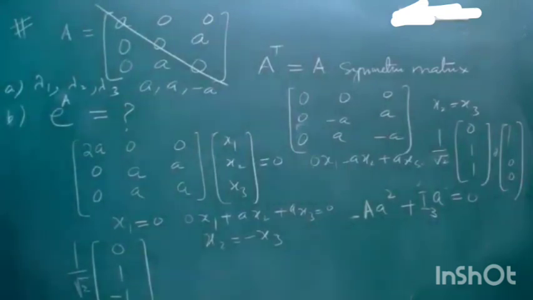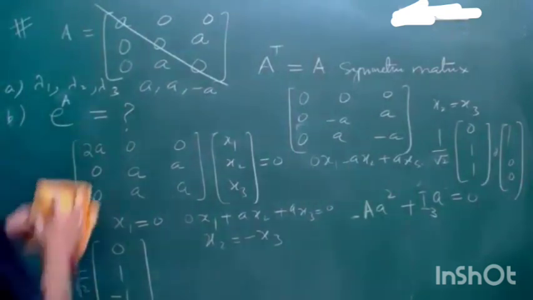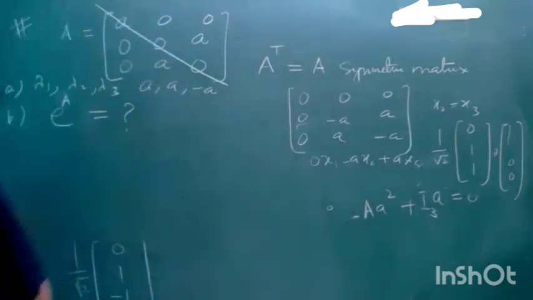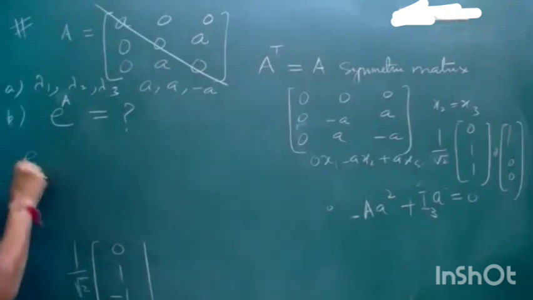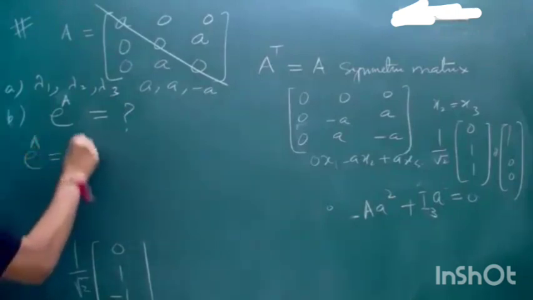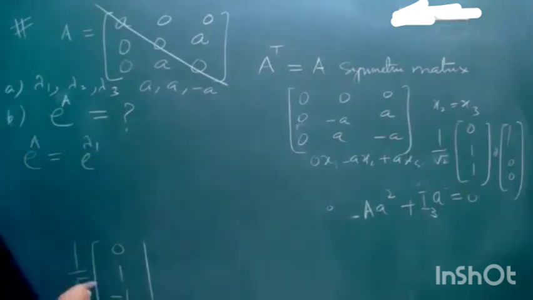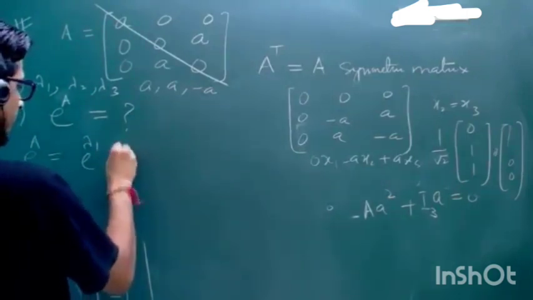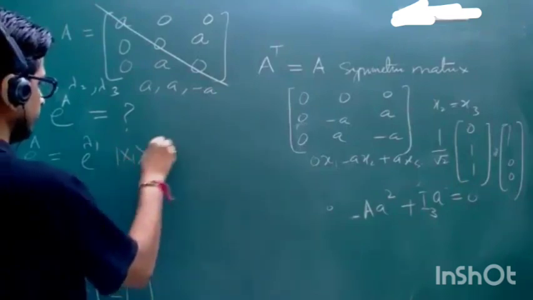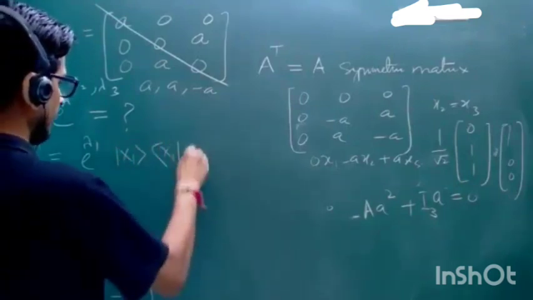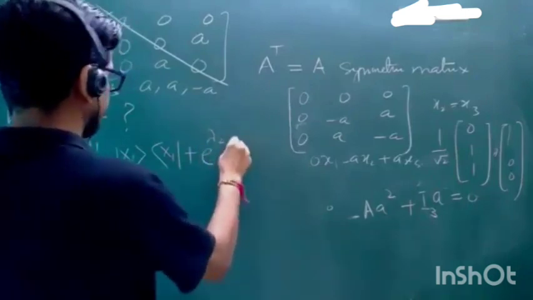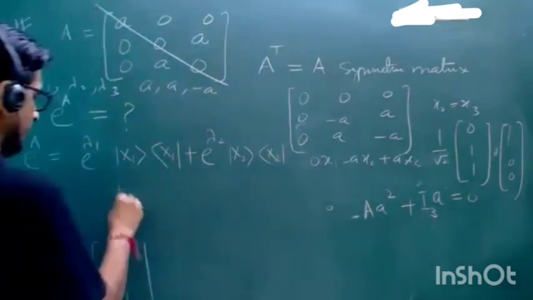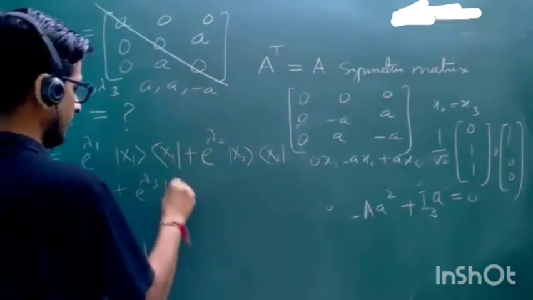Now can we write quickly e to the power a? You tell me the multiplication. So e to the power a will be now e to the power lambda 1, and suppose this is x1, x1, and e to the power lambda 2 x2, and e to the power lambda 3 x3.